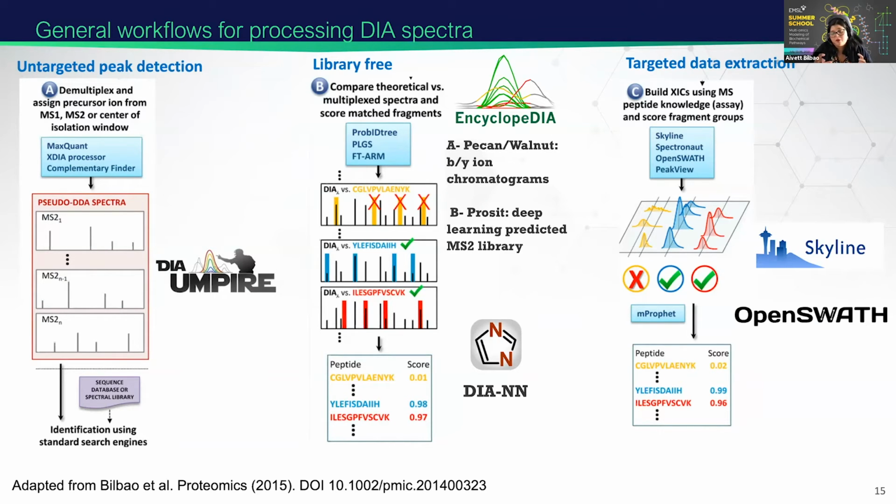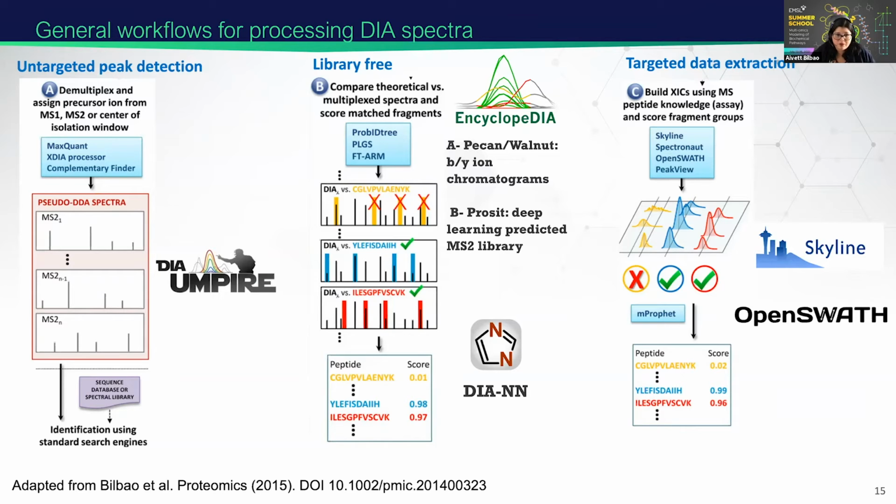Then once this grouping is performed, the tool will generate a pseudo MS2 or pseudo DDA spectrum where the accurate precursor mass is assigned from this analysis of the deconvolution. And then we can take that output and use typical or standard search engines like MaxQuant or MSGF Plus or MSFragger.